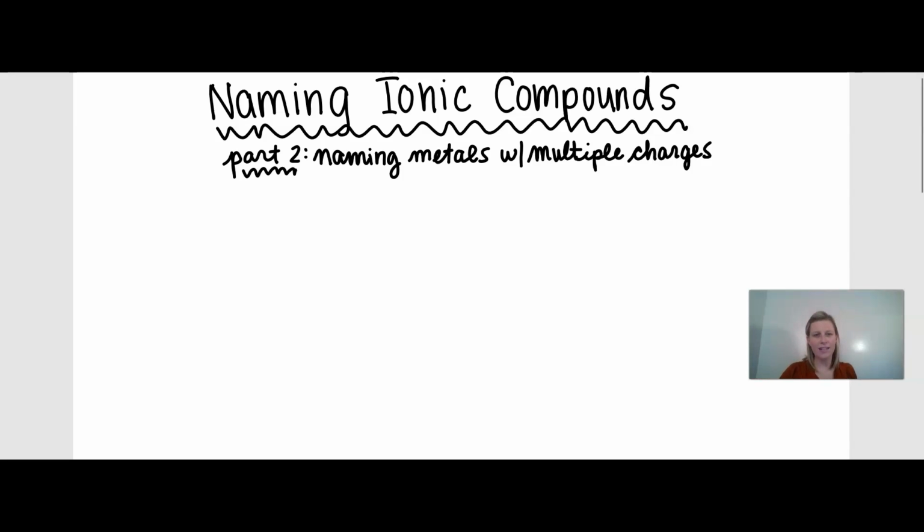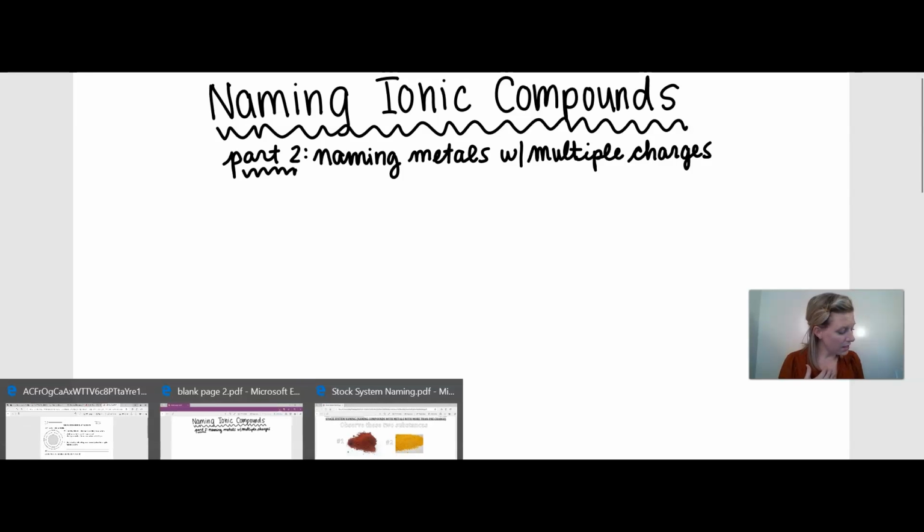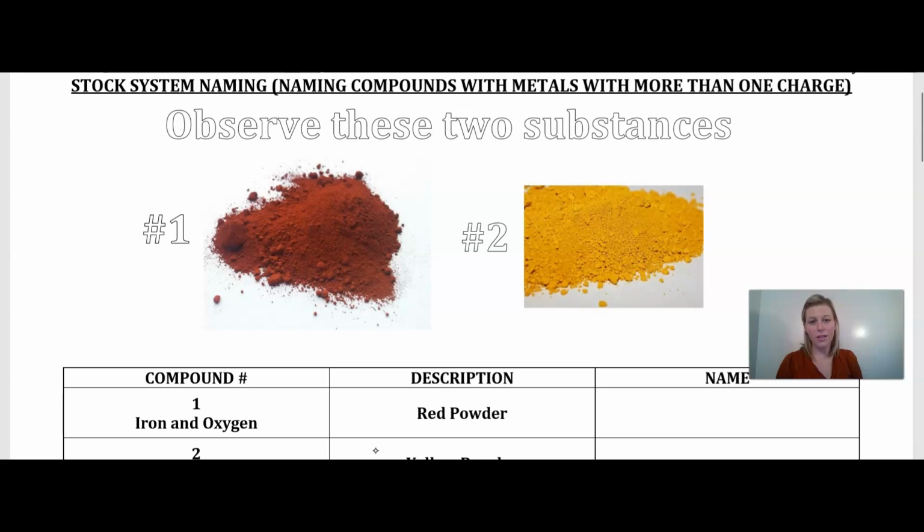So I want to start by showing you two different compounds. Now, if you're following along on my guided notes sheet, these pictures are available for you right on your notes sheet. But if not, I am going to pull that up quickly just to show you what that looks like. And so here we go. Here we have two different distinctive looking compounds: a red powder and a yellow powder. What's particularly interesting about these is that these two different powders are both made from iron and oxygen.